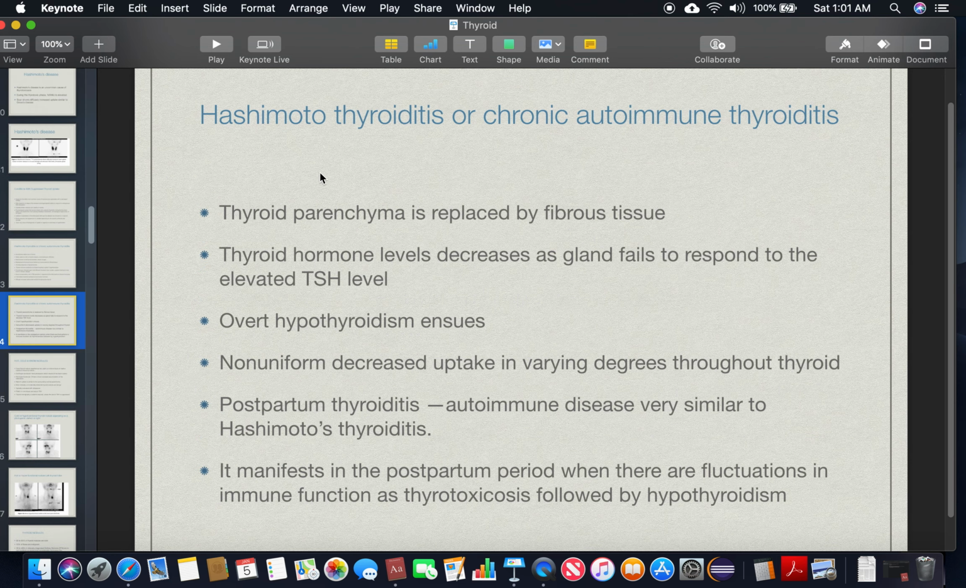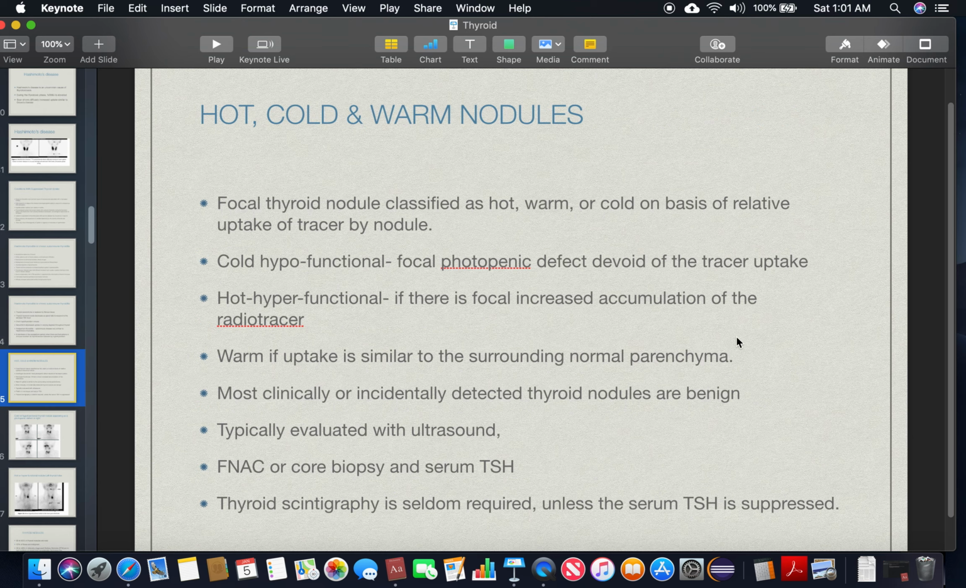All right, now again, I mentioned the same thing, and one thing to remember is there is also a variety which is postpartum thyroiditis, an autoimmune disease like Hashimoto's, which happens in the postpartum period and would show fluctuations as thyrotoxicosis followed by hypothyroidism.